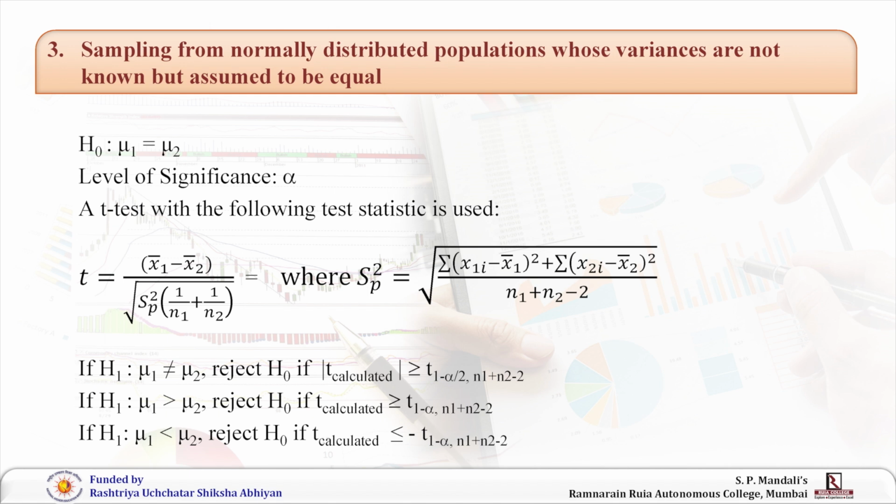So, once we calculate the pooled variance, since the number of independent observations is n1 plus n2 minus 2, the degrees of freedom will now change to n1 plus n2 minus 2 in either of the decision criteria that is used, depending upon the sign of the alternative hypothesis.